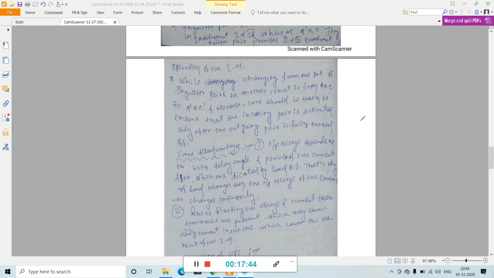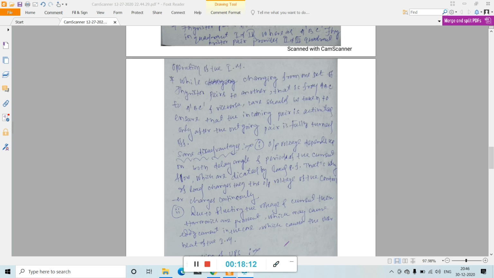The second one is that due to the fluctuating voltage and current, harmonics are present which may cause eddy current in the core, which causes overheating of the induction motor. So these two are the disadvantages of the speed control of the induction motor.